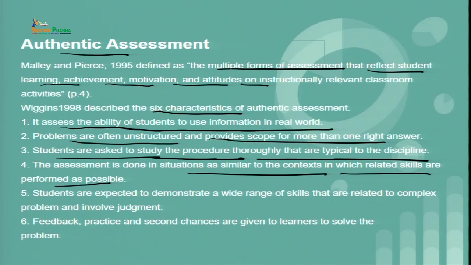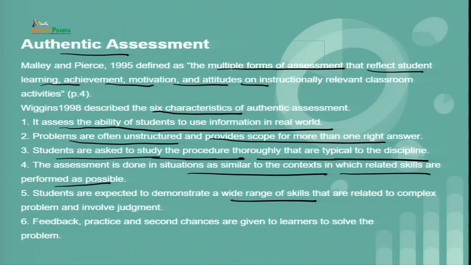So, context plays an important role in authentic assessment. And the fifth point, as it is mentioned over here, is that students are expected to demonstrate a wide range of skills. Sometimes listening, speaking, reading and writing, all four skills are included in one frame. So, that kind of test is basically an integrated one. And therefore, that becomes a little technical, but it gives a wide range of scope in order to understand the learner's capabilities and the growth of the learning.